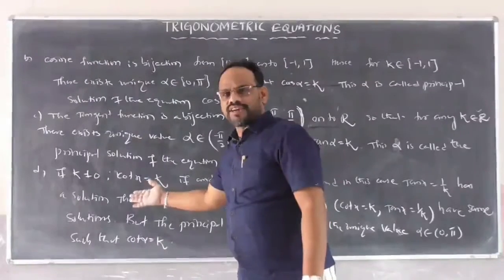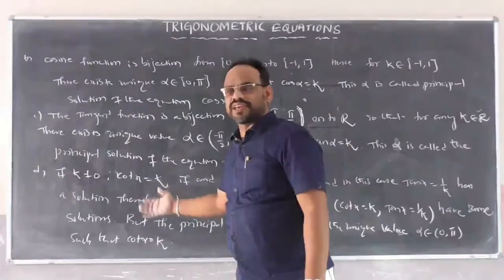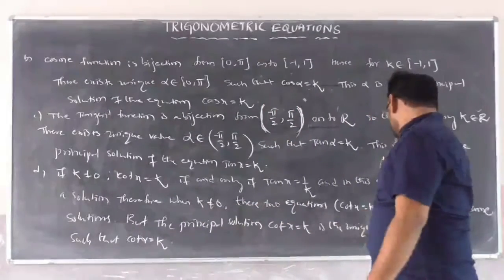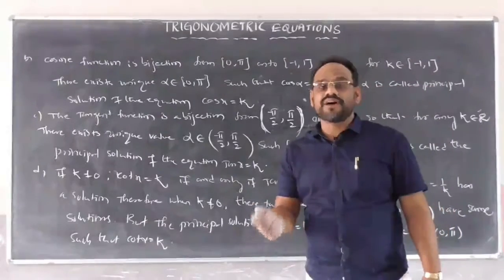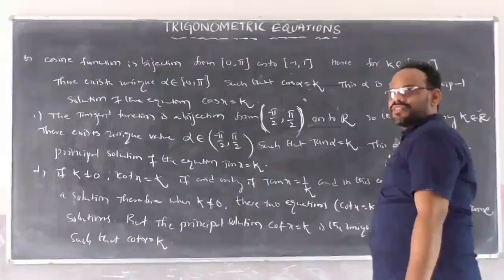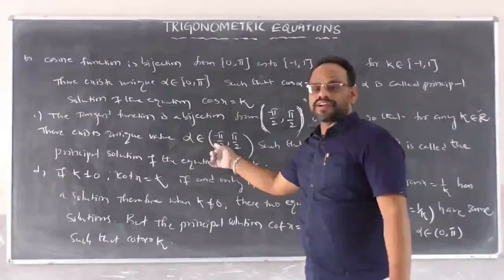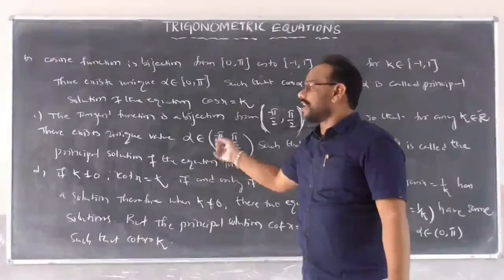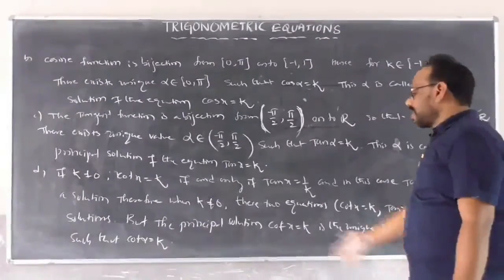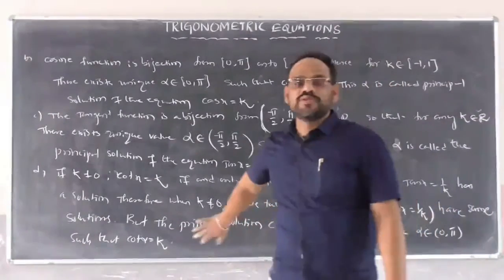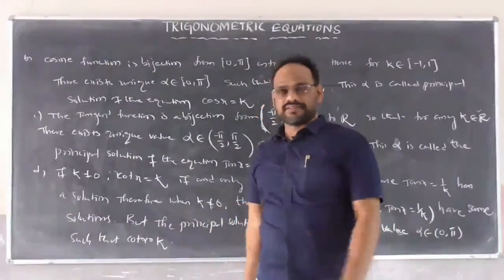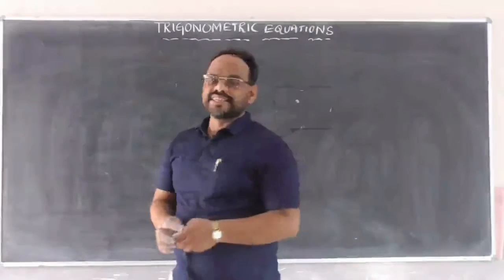But cot x equals k: the principal solution of cot x equals k is the unique value alpha which belongs to the open interval 0 to pi. For the tan function, alpha belongs to the open interval minus pi by 2 to plus pi by 2. This alpha is called the principal solution of the given cotangent function. Next, secant x equals k.